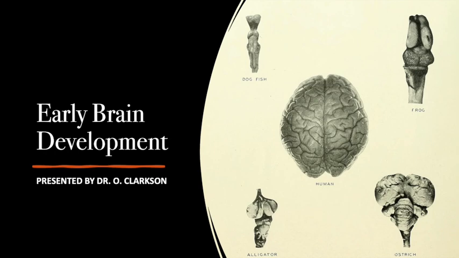All right. It's quite a spread. The structure labeled as C is referred to as the blank and eventually gives rise to what structure? So C, what is that structure called? Yeah, that's the rhombencephalon. Good. That's the rhombencephalon. And the rhombencephalon eventually turns into what?